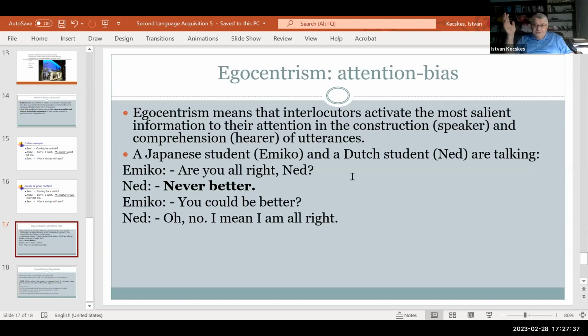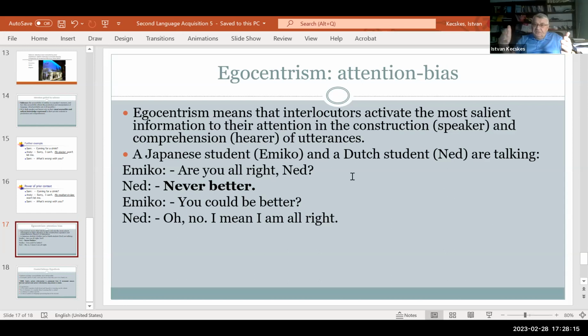And here is another example. I wrote about egocentrism. You have to be careful with egocentrism because egocentrism should not be mixed up with egotistic behavior. These are two different things. Egocentrism means that you rely on your prior experience, so your prior experience motivates basically what you say. So egocentrism means that interlocutors, so speakers, activate the most salient information to their attention in construction and comprehension of utterances.